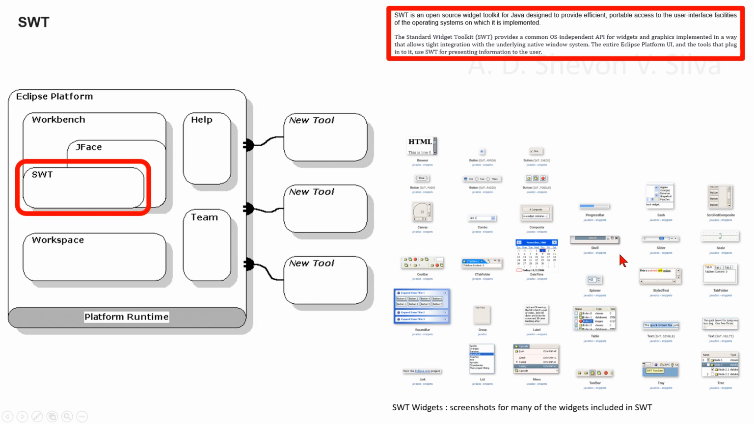Shell, class Shell. Instances of this class represent the windows which the desktop or window manager is managing. Instances that do not have a parent, that is, they are built using the constructor which takes a display as the argument, are described as top level shells. Instances that do have a parent are described as secondary or dialog shells.